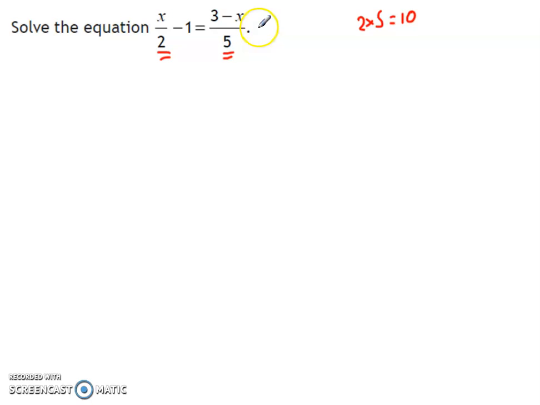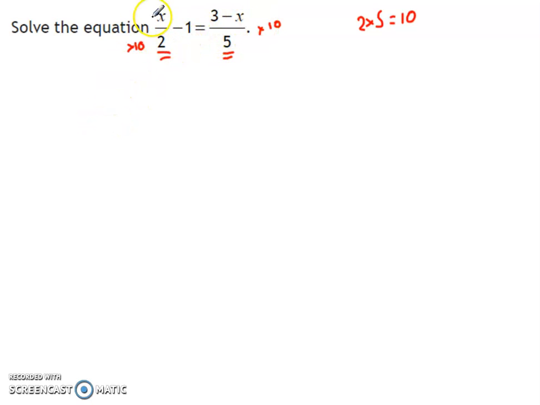If I multiply both sides of this equation by 10, what's going to happen is the denominators are going to disappear from both sides. Yes, I'll then still have to do a little bit of math. So when I divide 10 by 2, I've got 5. So I'll still have to multiply by 5 for this bit, but it gets rid of the denominators each time.